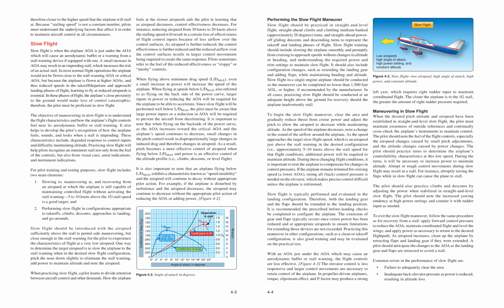The pilot should practice turns to determine the airplane's controllability characteristics at this low speed. During the turns, it will be necessary to increase power to maintain altitude. Abrupt or rough control movements during slow flight may result in a stall.